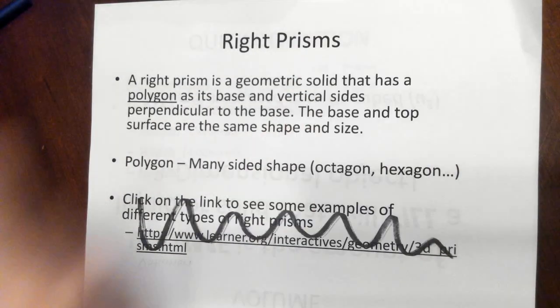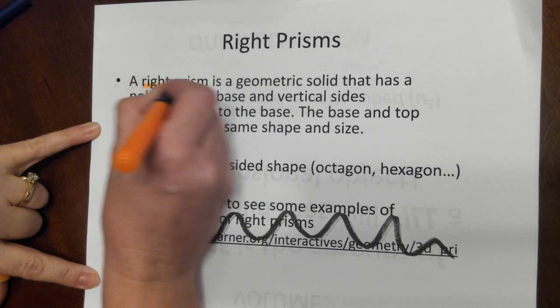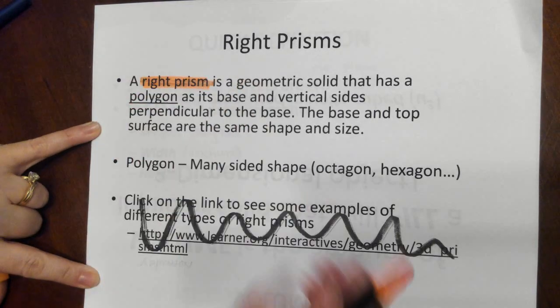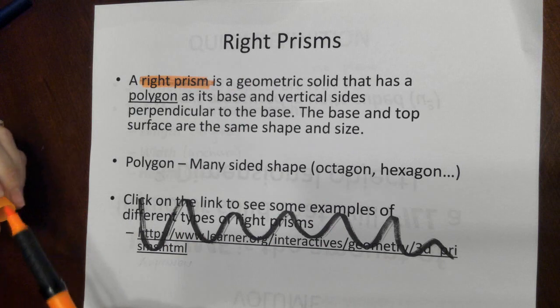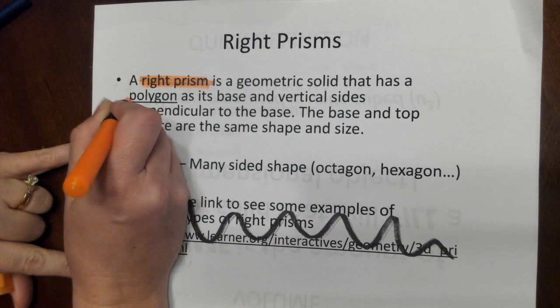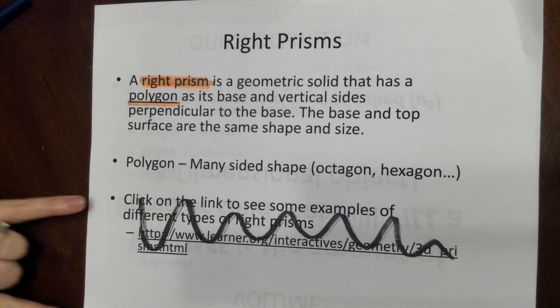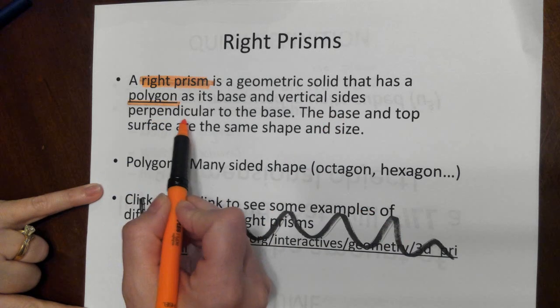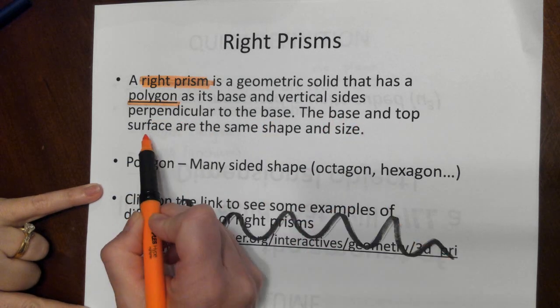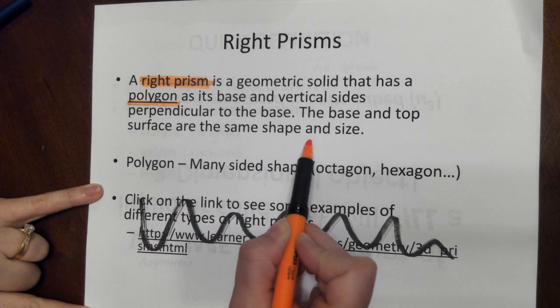A right prism is a geometrical solid that has a polygon as its base and vertical sides perpendicular to the base. The base and the top surfaces are the same shape and size.